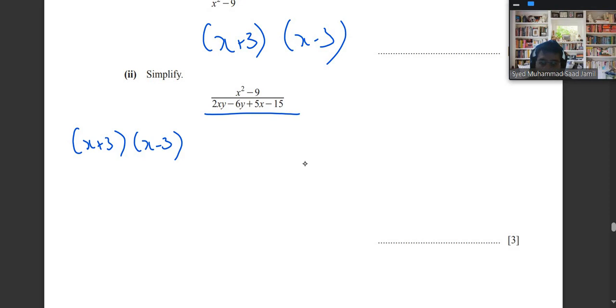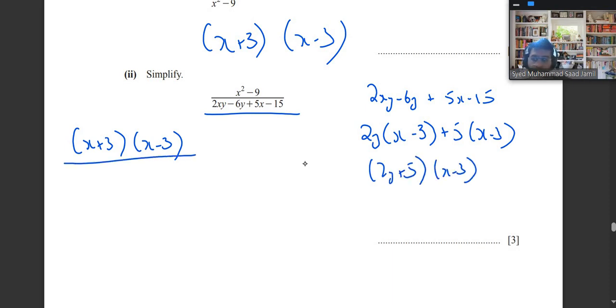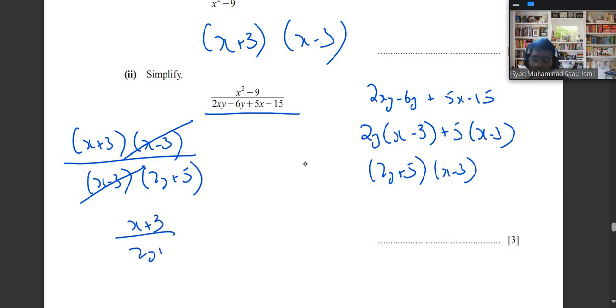So this is basically 2xy minus 6y plus 5x minus 15. I will take 2y as common, x minus 3. I will take plus 5 as common, x minus 3 again. So it's (2y plus 5)(x minus 3). So x minus 3 and 2y plus 5 cancel, and it becomes (x plus 3)/(2y plus 5). This is the answer.